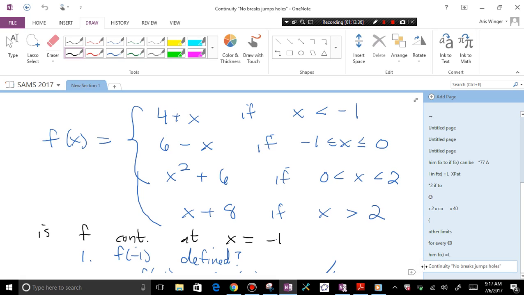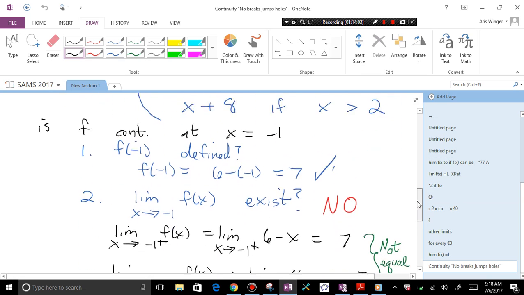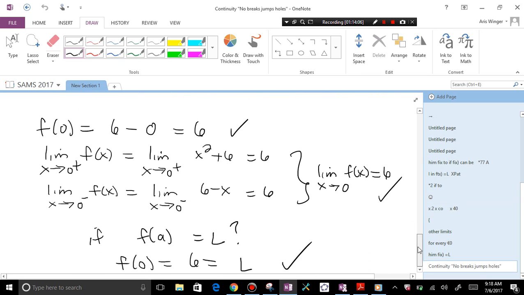So you're talking about the first condition, number 1? f of 2. What's f of 2? Is f continuous at 2? No. Right, so f is not defined at 2. So f is not continuous at 2. Okay, excellent. Okay, good.